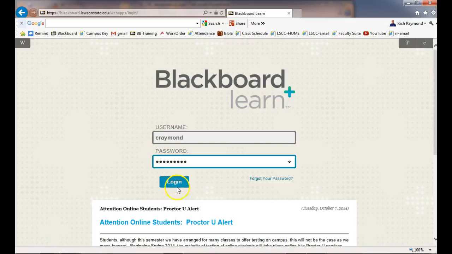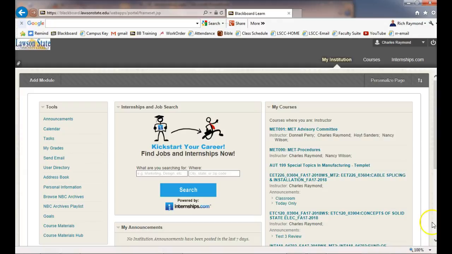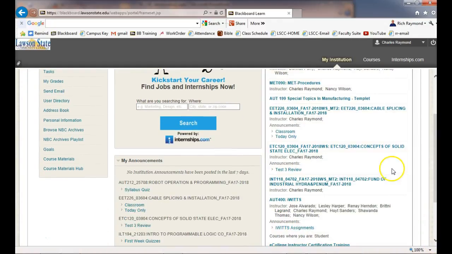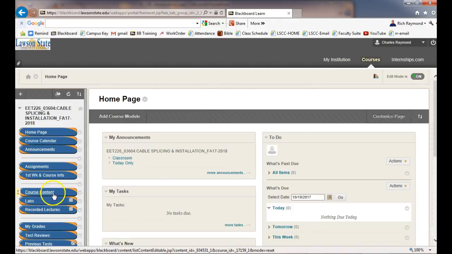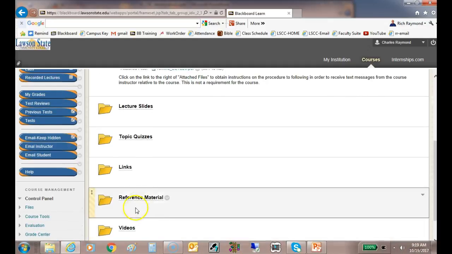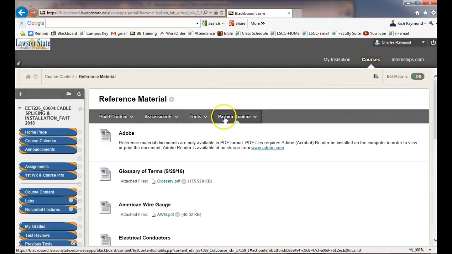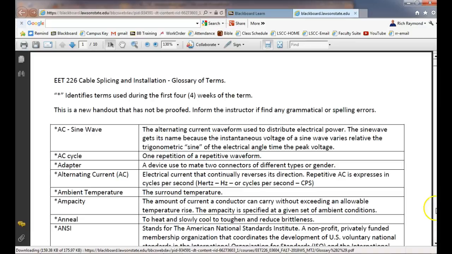But we've also got a glossary of terms that we use in this field. And I know the one I've got up there is a little different now. But this is over in course content, and then also in reference material. And then the glossary should be right here. So learning the language of the trade is very, very important.